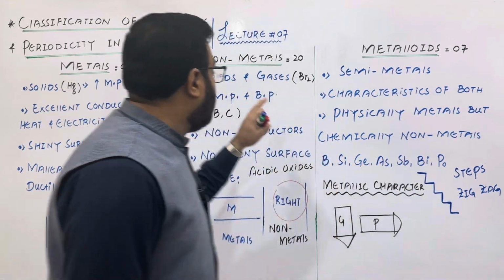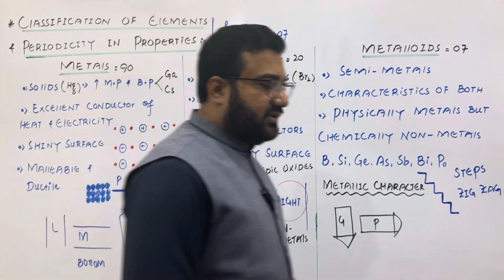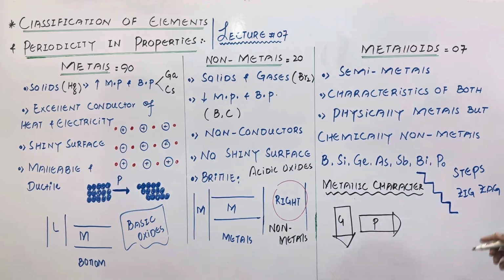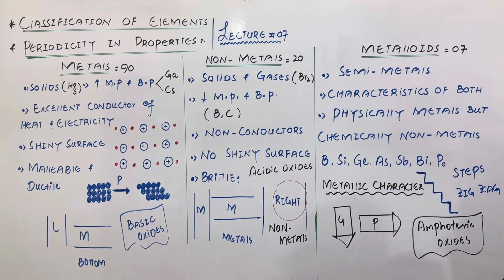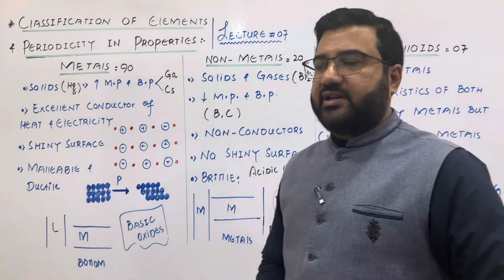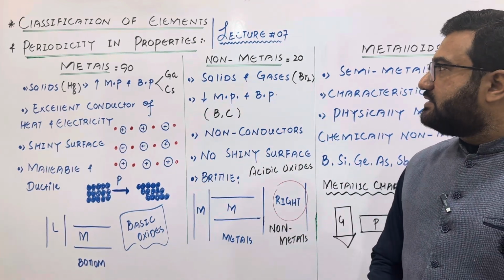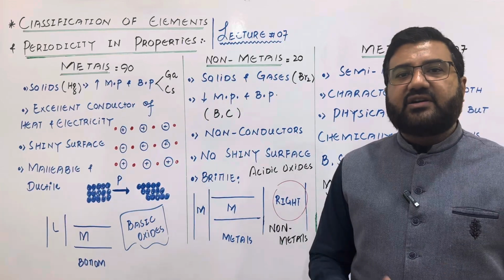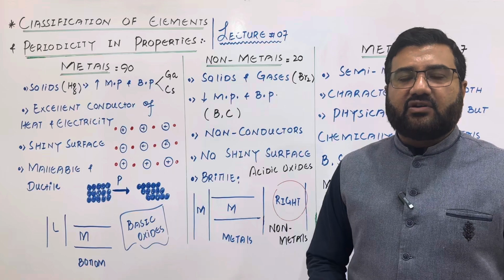And if the non-metals form acidic oxides and metals form basic oxides, then the oxides of the metalloids will be amphoteric in nature, meaning they will react with both acids as well as bases, but they will not be dissolved in water. So that was our discussion about the difference between the metals, non-metals and metalloids, the trend of the metallic character in the periodic table, and the location of the metals, non-metals and metalloids in the periodic table.